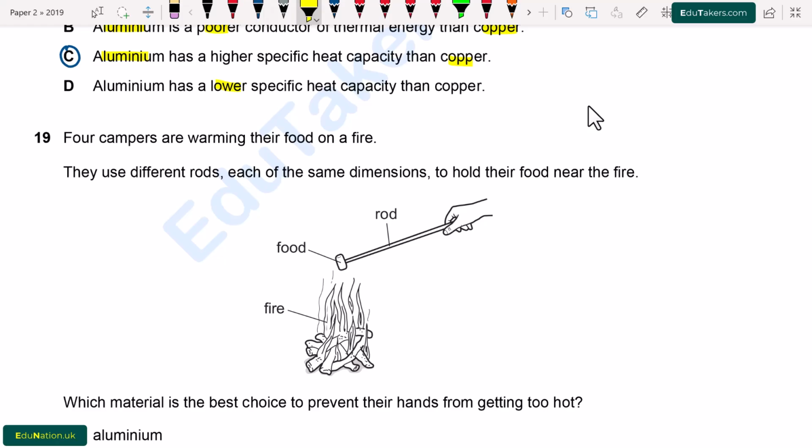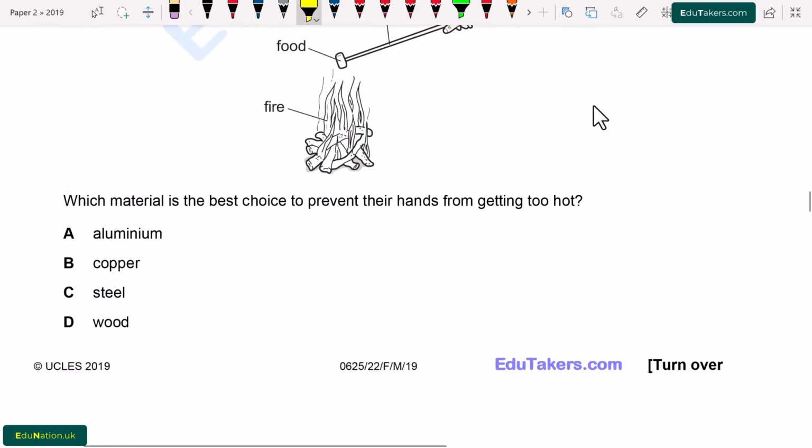4 campers are warming their food on fire. They use different rods, each of the same dimensions, to hold their food near the fire. Which material is the best choice to prevent their hands from getting too hot? Here we have to prevent the flow of heat, so the material should be an insulator.